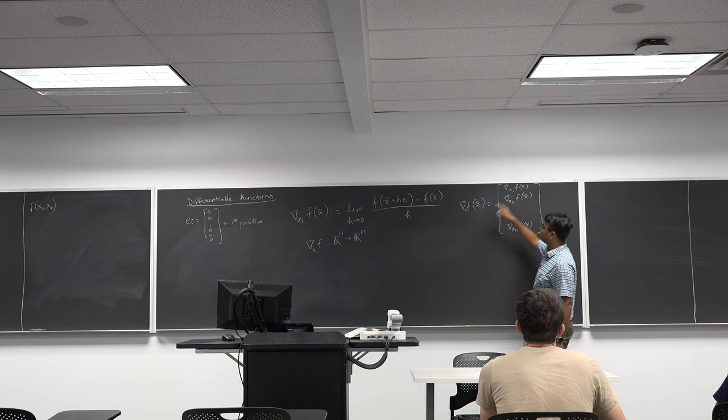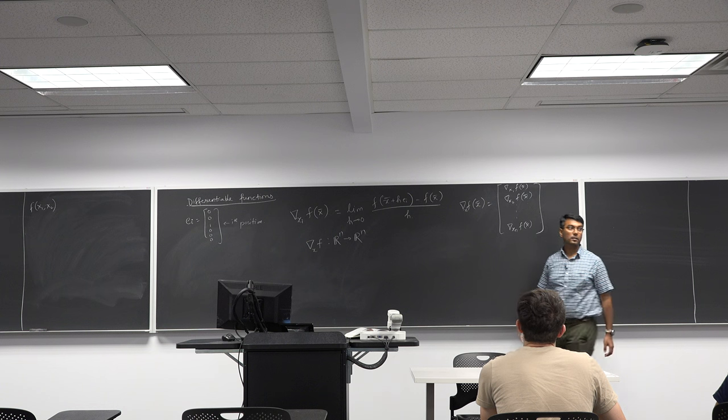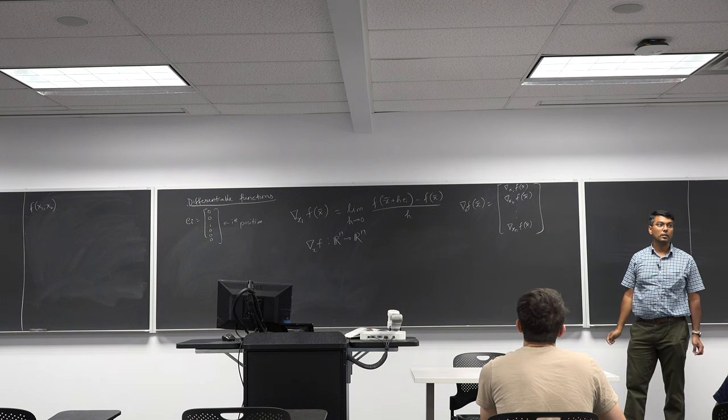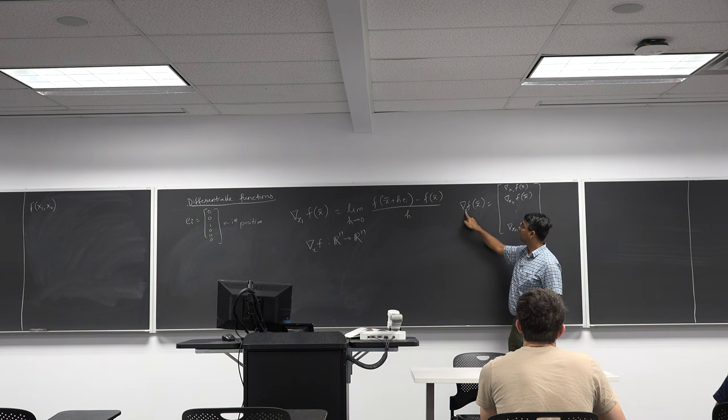X bar is where I'm evaluating this gradient. Yeah, so the x under the gradient symbol, what does that mean? This one? Yeah. This is gradient with respect to x. So remember, x is a variable, x bar is a specific point.